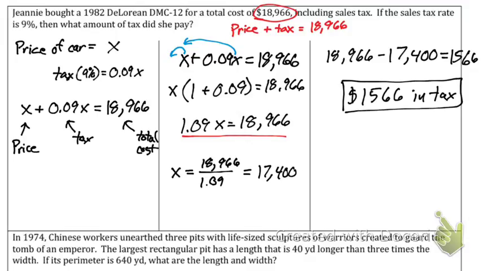Yeah, Aiden. 0.09 times the 17,400, right? Yep, that will also give you 1,566. Both are valid ways. I wouldn't take off points for either way of doing it.